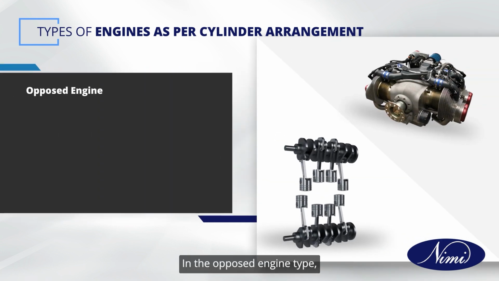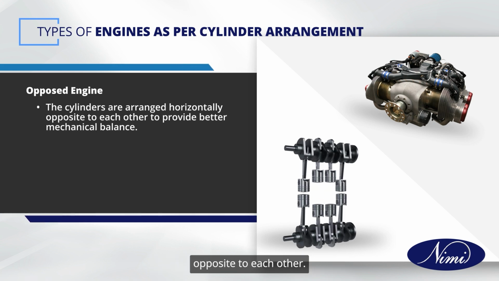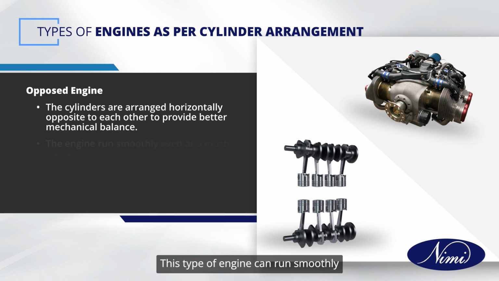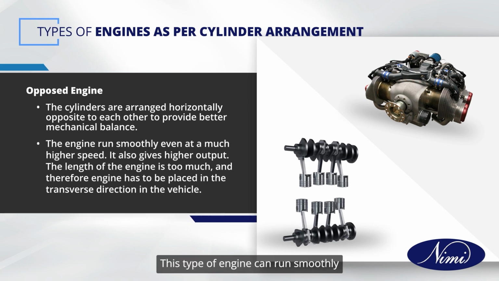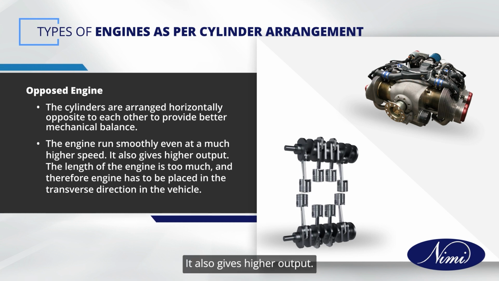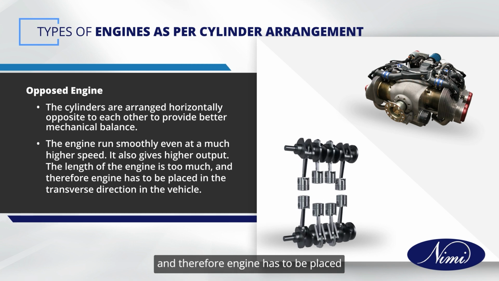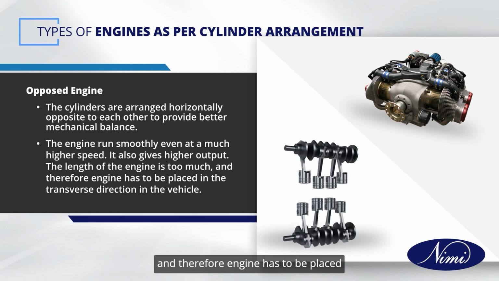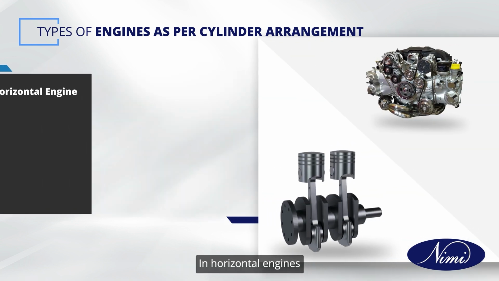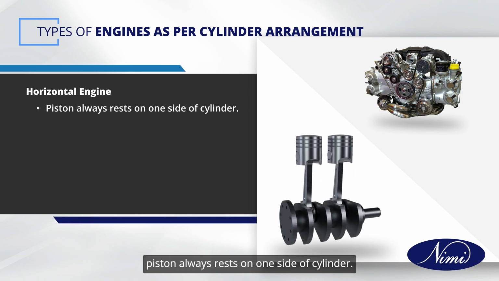In the opposed engine type, the cylinders are arranged horizontally opposite to each other. This provides better mechanical balance. This type of engine can run smoothly even at a much higher speed. It also gives higher output. The length of the engine is too much and therefore the engine has to be placed in the transverse direction in the vehicle.